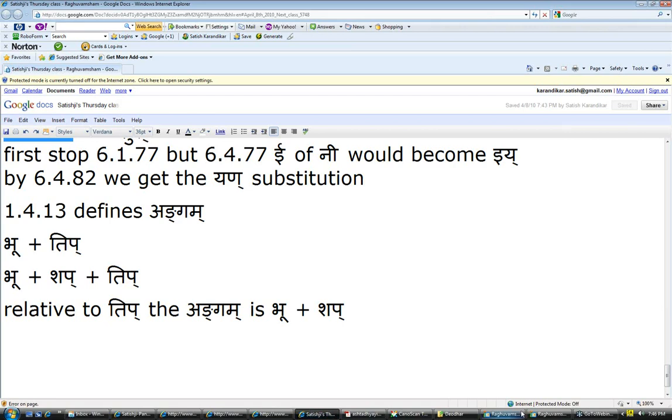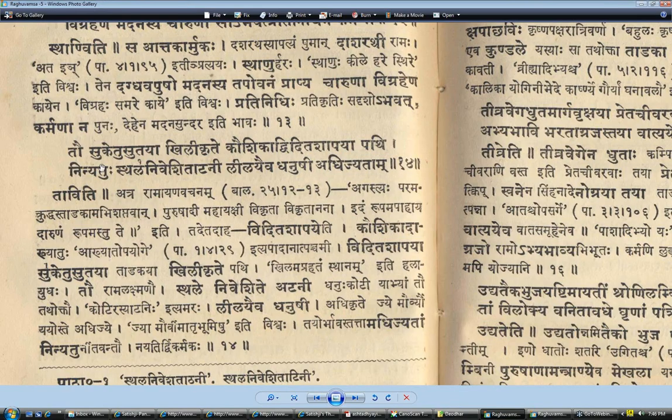Okay, so let's go back to the shloka. So we got the dhatu now. And who's the karta? We want a dvivachana karta. It's going to be the tau. Tau again from the story context, Rama Lakshmanau. Tau Rama Lakshmanau ninyatuhu. The two of them led.